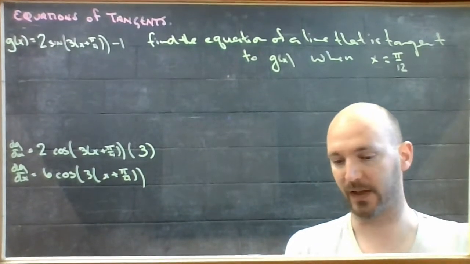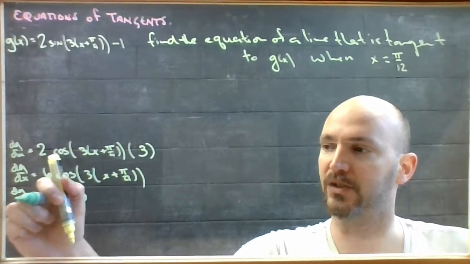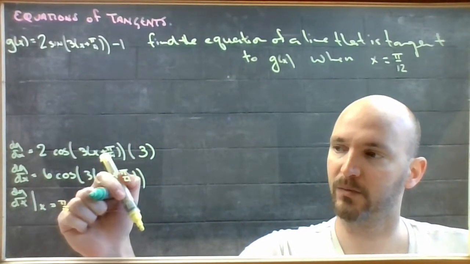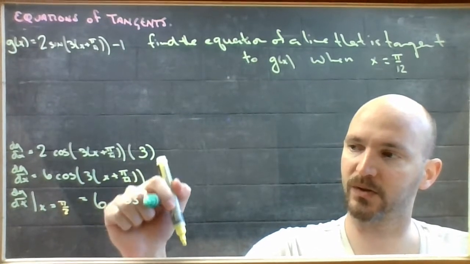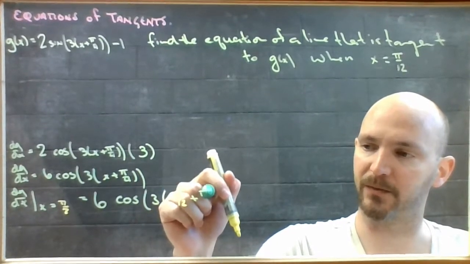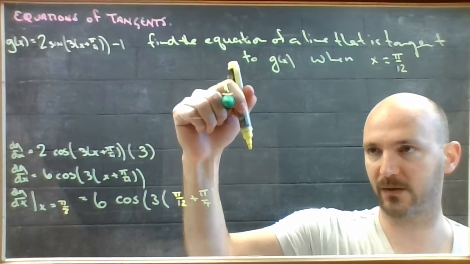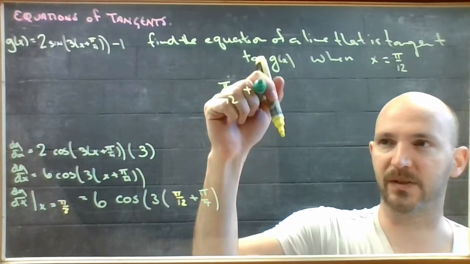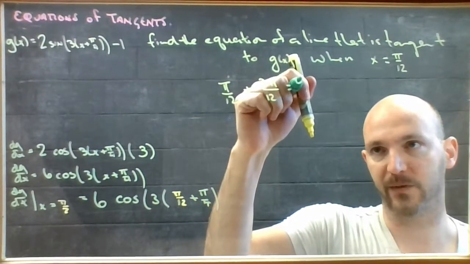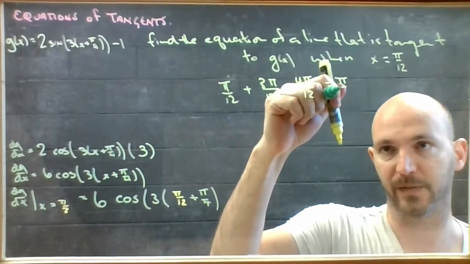So that derivative then, if I were to evaluate it at this particular x value, dg dx, evaluated when x is pi over 12, would equal 6 cos of 3 pi over 12 plus pi over 4. Just a little quick sketch work here, plus pi over 12. Pi over 4 is 3 pi over 12. That would be 4 pi over 12. And 4 pi over 12 is pi over 3.